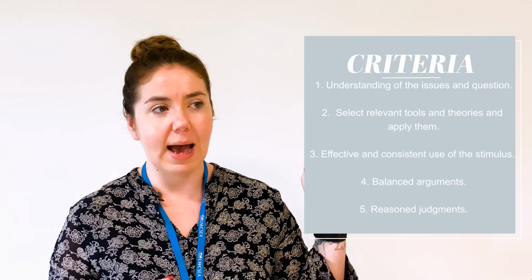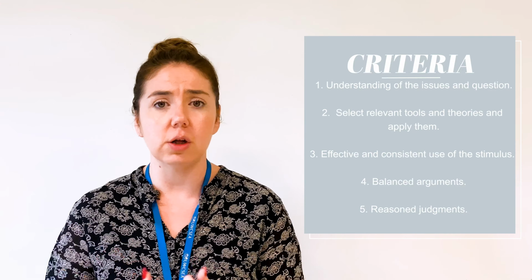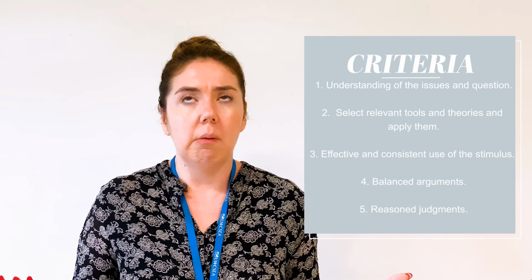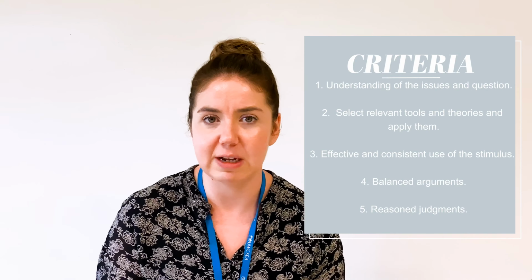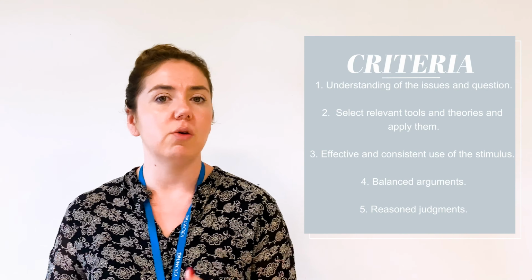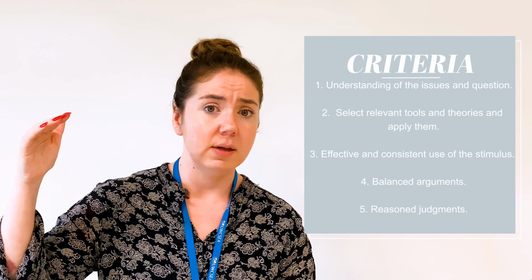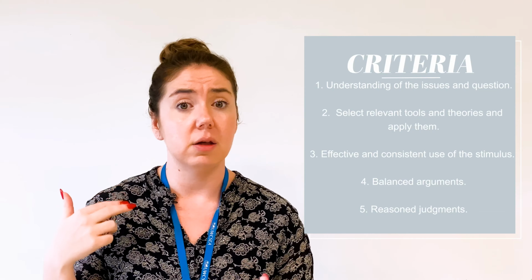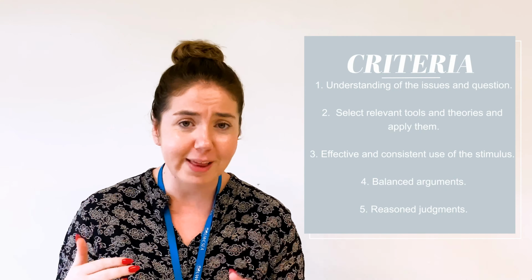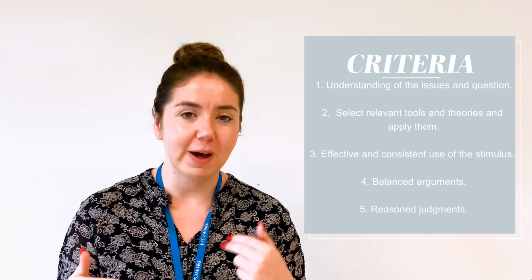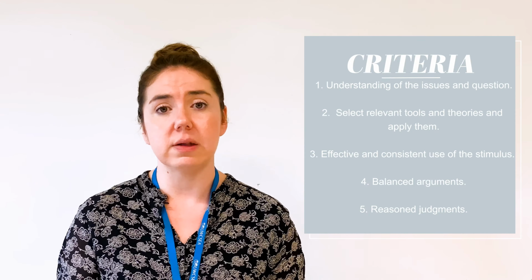If you go on about A and B and then C and D, and then you get to your conclusion and go, the answer is 6, where's the reasoning? Does it match? Does it align with what you've put down? So those criteria: understanding, followed by use of theory, followed by the stimulus, followed by the balance, and of course ending with a reasoned judgment.